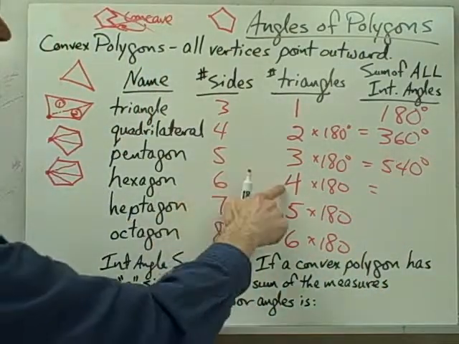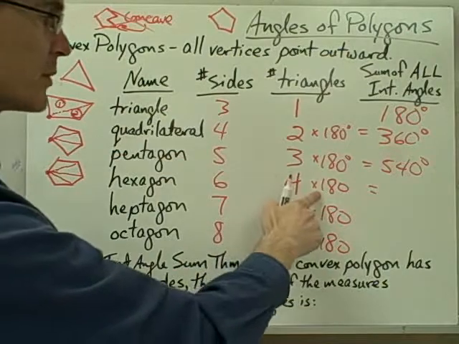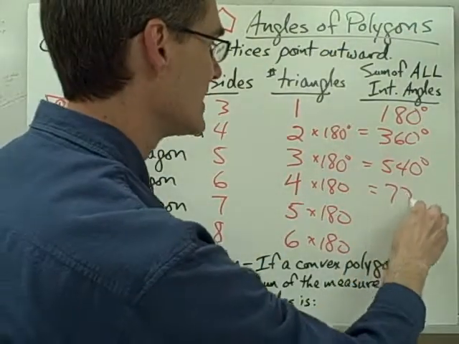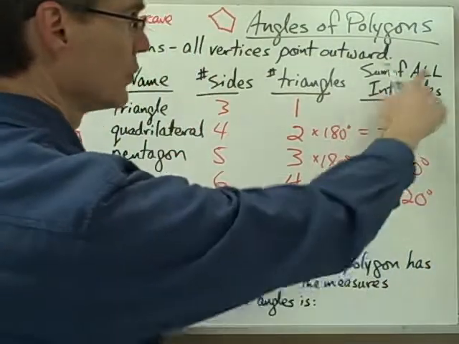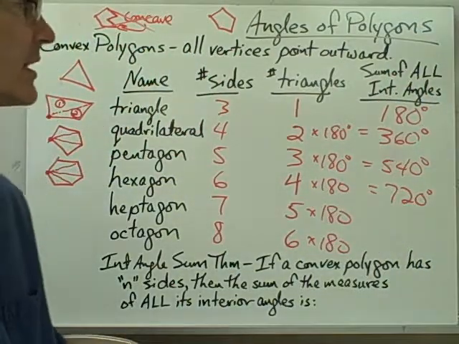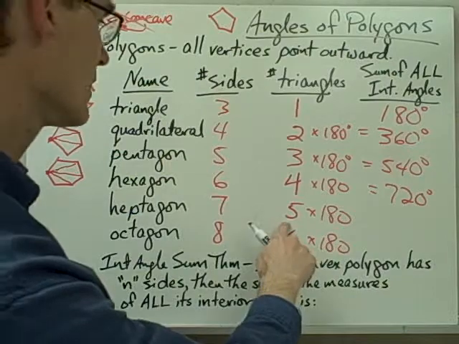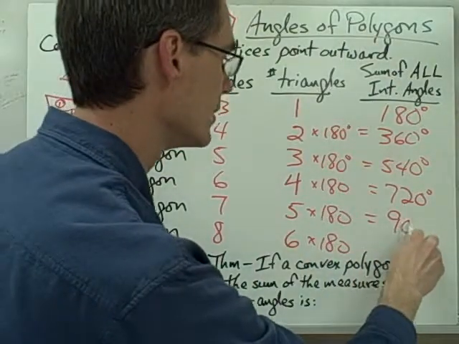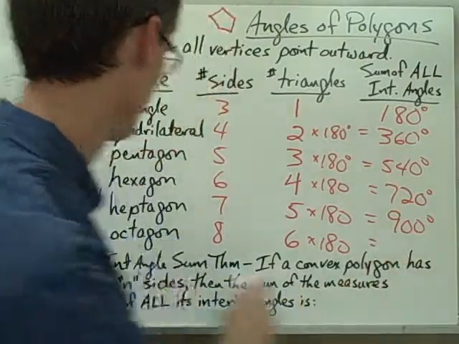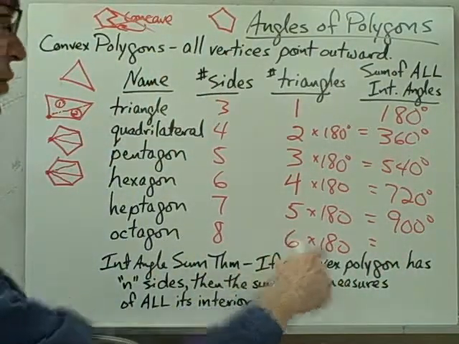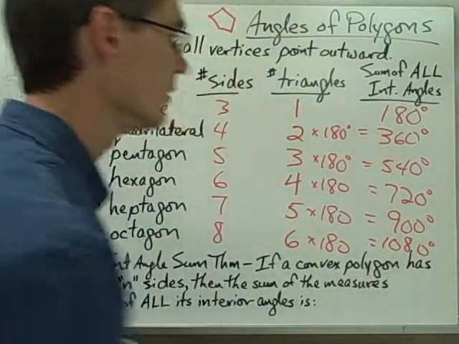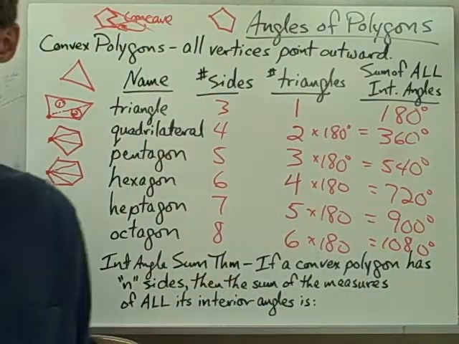For a hexagon, I divide a hexagon into 4 triangles, which means I've got a total of 4 times 180, or 720 degrees is the total of all of my interior angles. Heptagon, 5 triangles, 5 times 180 is 900 degrees. And an octagon, 6 triangles, 6 times 180 is 1080 degrees. And again, you could keep going.